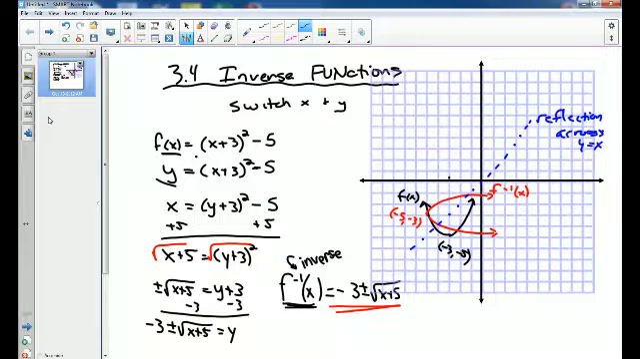Okay, so if it does, what if it doesn't? If it just has negative or just has positive, it's only going to be half of it, basically. The only time you have to deal with that is with the quadratics.